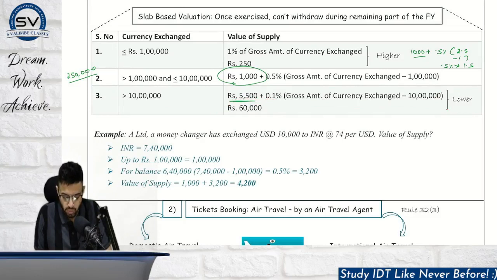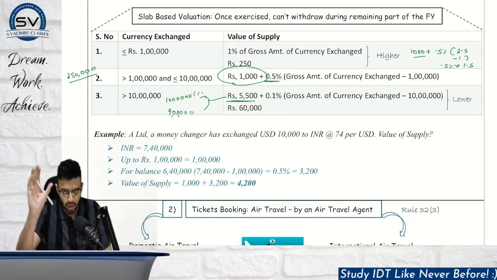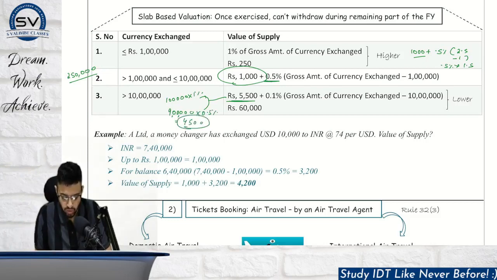Now here also this 5500, how is this computed? On 1 lakh we charged 1%. Then up to 10 lakh, out of 10 lakh, 1 lakh is covered, balance 9 lakh, you charge 0.5%. So this will come out to be 4500. So 4500 plus 1000, 5500, plus 0.1%, because now the amount is more than 10 lakh. So we reduce the percentage a bit, on the difference of the amount.